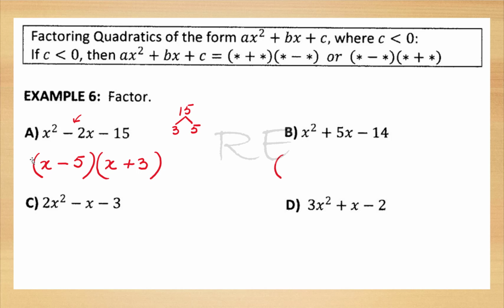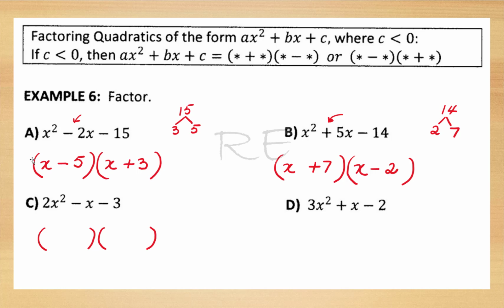The product is negative, but the sum is positive. The signs are going to be opposite. X squared is x times x. And then we have opposite signs. For 14, the combination is 2 and 7. The sum is positive, therefore the bigger number 7 is positive. The smaller number 2 is negative. 7x minus 2x, positive 5x for the middle term.